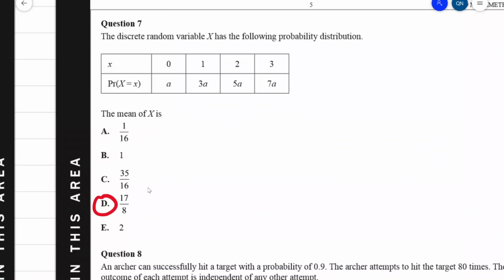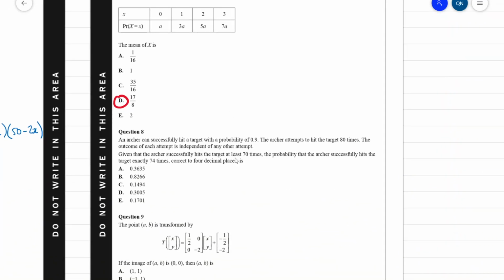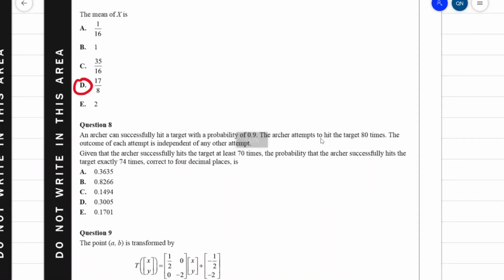Okay, question 8. An archer can successfully hit a target with a probability of 0.9. The archer attempts to hit the target 80 times. Everything's independent, so this is binomial over here, given the archer successfully hits the target at least 70 times.